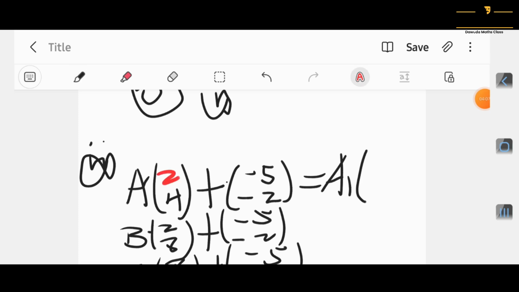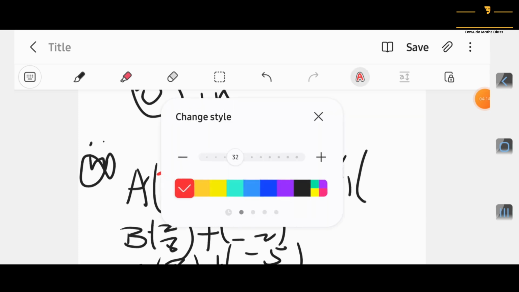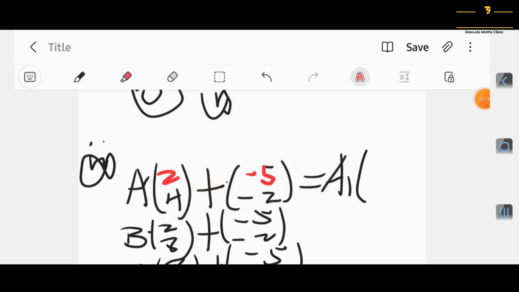The A1 will give you 2 minus 5. So 2 minus 5 will give you -3. For the x-axis, it will be -3. And let's look at the y. We have 4 minus 2, which will give you 2. So it will be -3, 2. That's the point for A1.